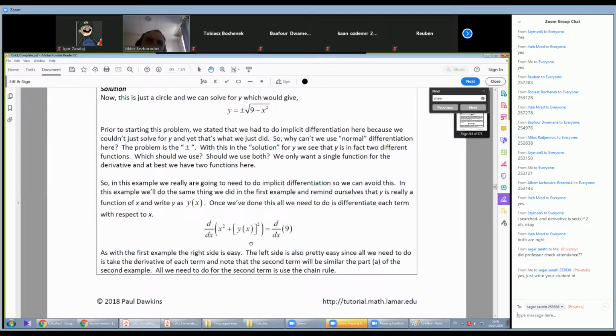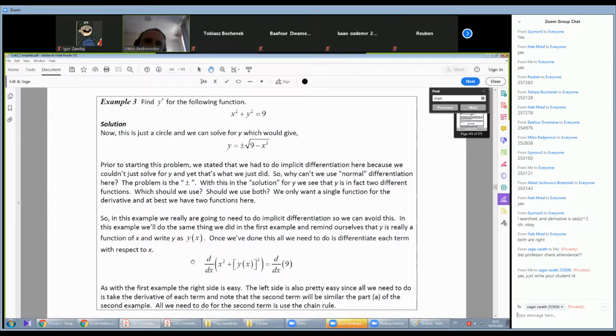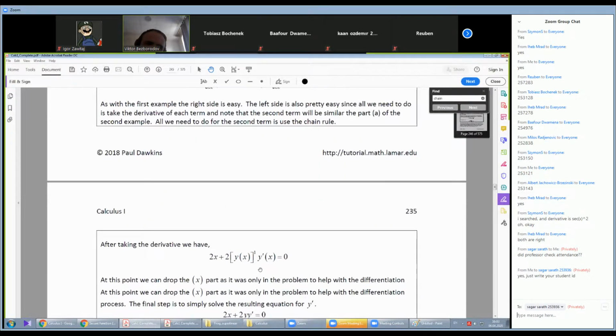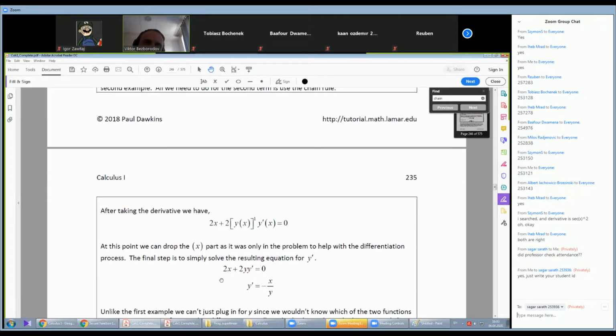We take the derivative of both sides. So we have this equation, and we take the derivative of both sides. On the right-hand side, we have a constant, so the derivative of a constant is zero. And on the left-hand side, we have x squared plus y squared. We take the derivative, and this is what we get. The derivative of x squared is 2x. The derivative of y squared: this is a composite function, so it's going to be 2y times y prime.